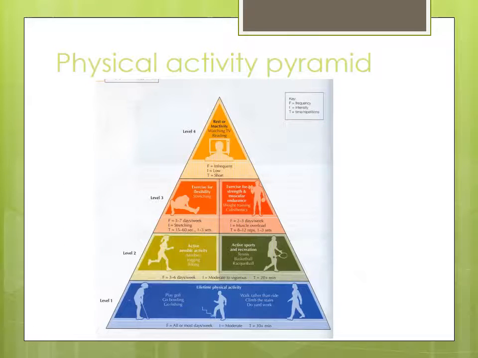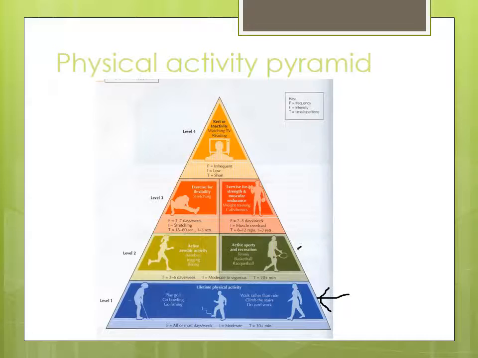The physical activity pyramid was developed to outline the types of physical activities and how much you should be getting of each. You can see at the base level of the pyramid we have our lifetime physical activity. That's everyday things. It's moving around. It's active transport. It's walking instead of taking your car. It's playing basic sorts of activities.